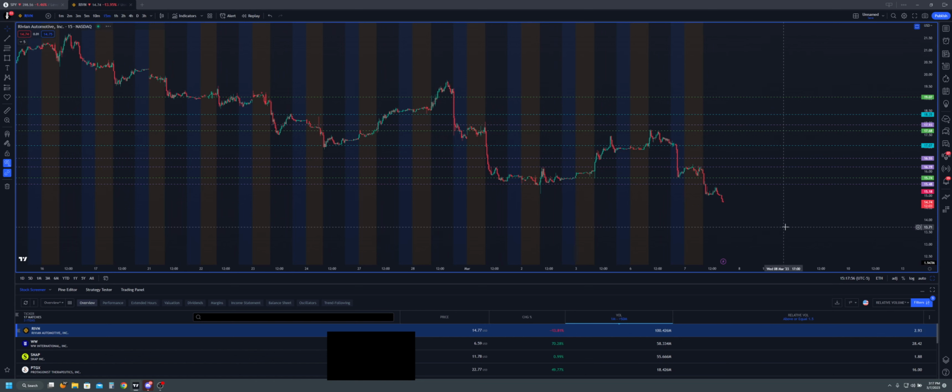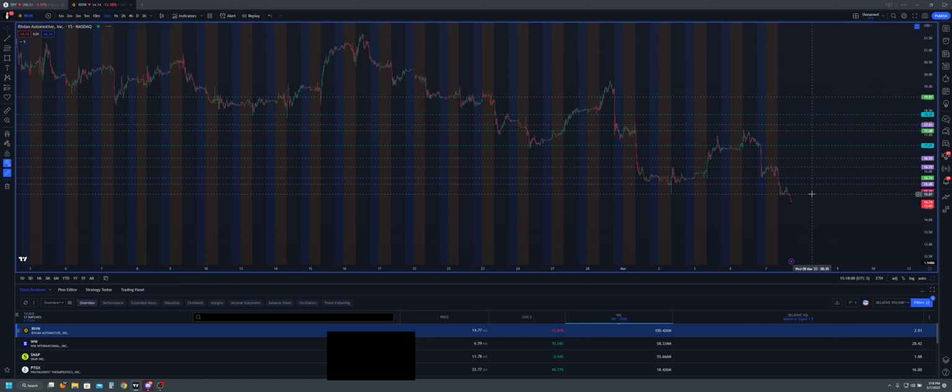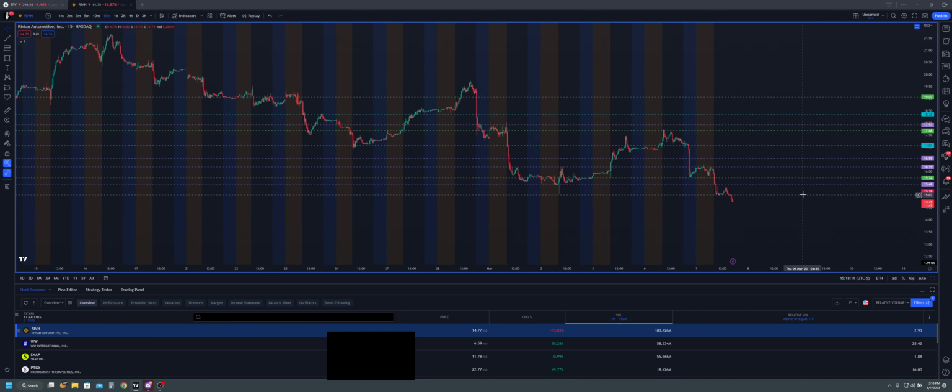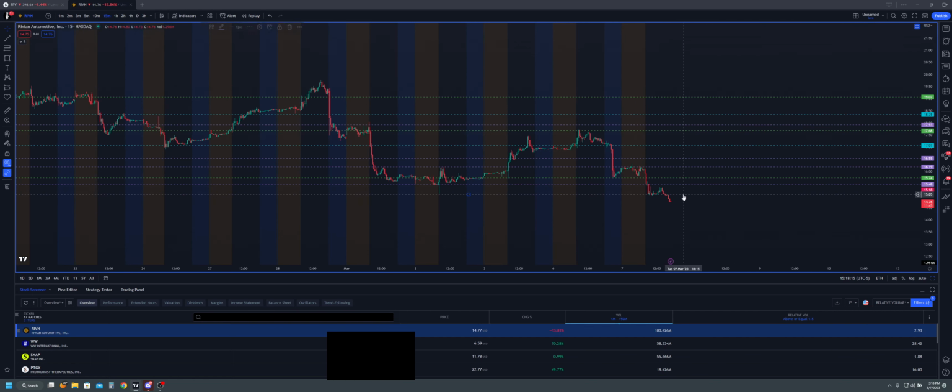I sometimes come down to the 15, but I try not to anymore because it just makes too many lines, and I try to focus only on the higher time frame level breaks. I don't try to worry about the 15-minute levels. But right here, you can see there was a 15-minute level here. And those I normally make white.